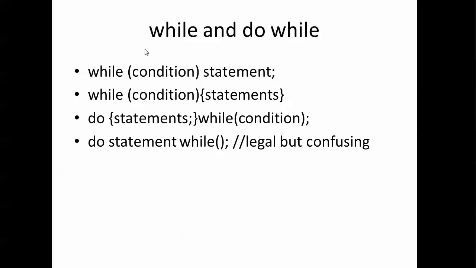And then the partner of the while loop is the do while. So while executes the condition, then does the statements. Do actually does the statements and then executes the condition. So it's always going to execute at least once. And again, it's legal, but I don't think you'll ever see it done without the open and close brackets. All right, so let's go write a while loop over in Eclipse.